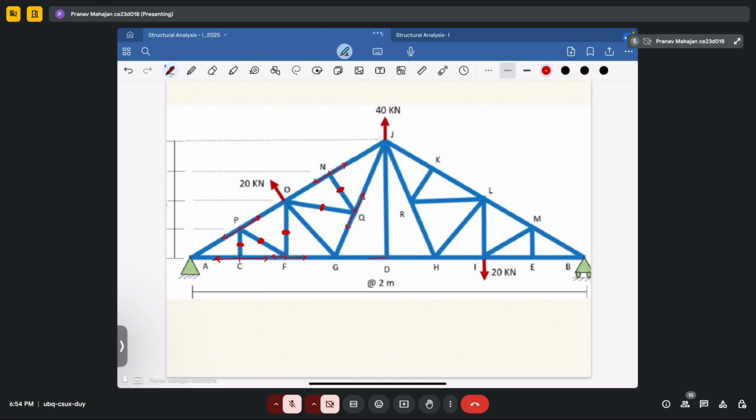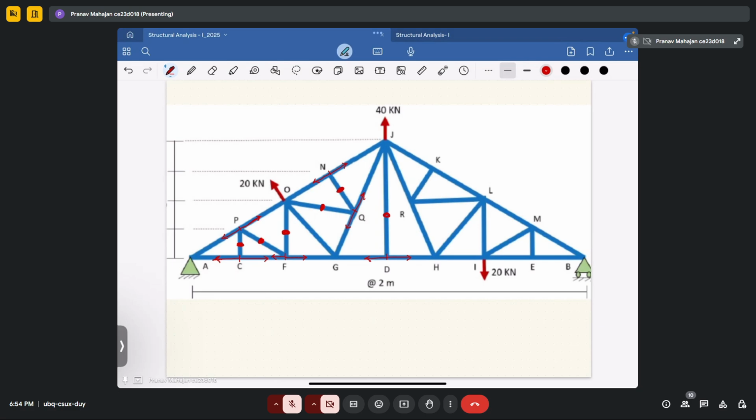At joint D, you will get the members DF, DG, and DH, which are collinear to each other. So the third force here, that is member JD, will become equal to zero. So half of the truss we have now analyzed. Now the remaining half truss we will start from the right hand side.